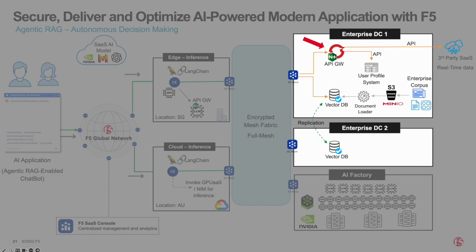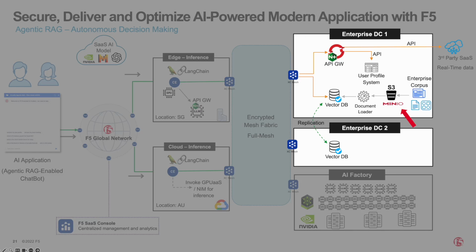The reasoning power of the LLM triggers an agent to call an API endpoint via the Nginx API gateway. Additionally, the Nginx API gateway monitors and secures external API connections, such as a third-party SaaS provider like Morningstar, which provides real-time stock market data.